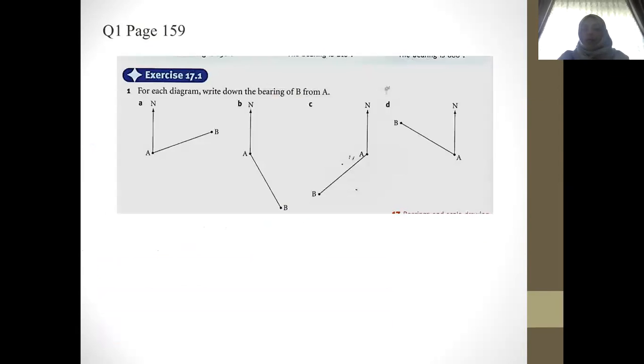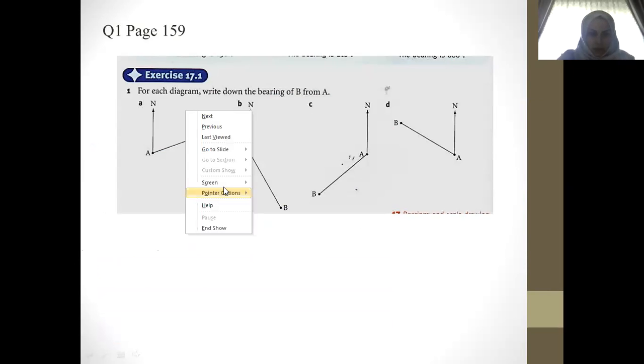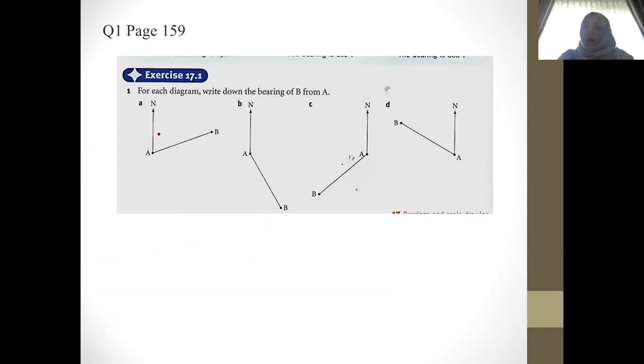Okay. These are some of the exercises from the book that we did together. I hope it will write, I hope we can use the screen pointer option. Yeah.